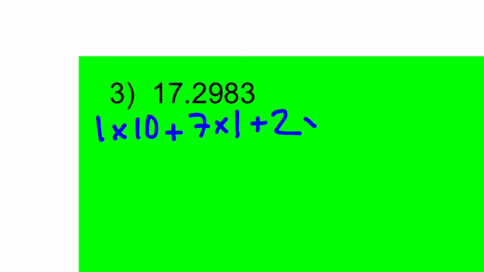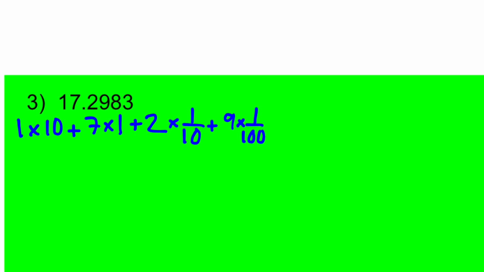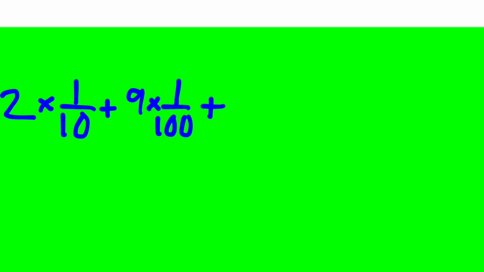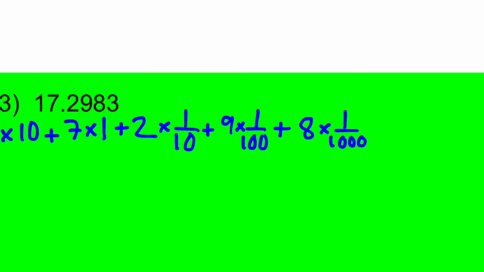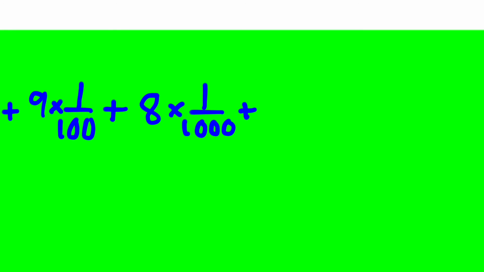plus 2 times 1 over 10, plus 9 times 1 over 100, that's in the hundredth spot, plus our next digit after the 9 is an 8, 8 times 1 over 1,000, and then we also have a 3 in the 10,000th spot, plus 3 times 1 over 10,000.